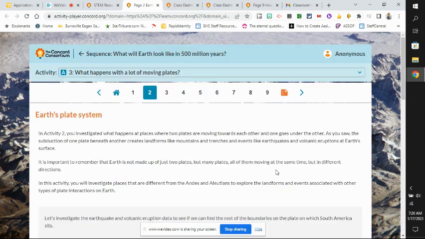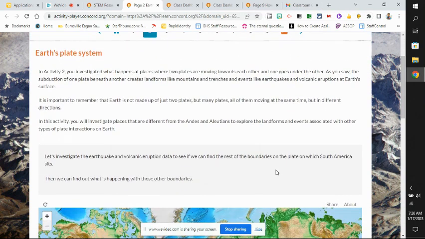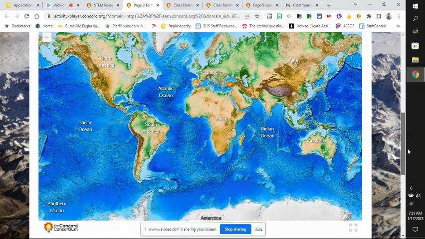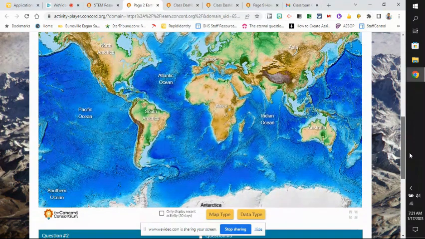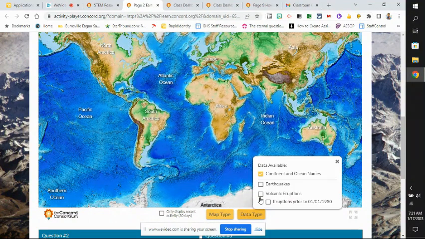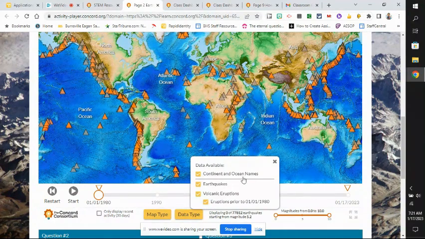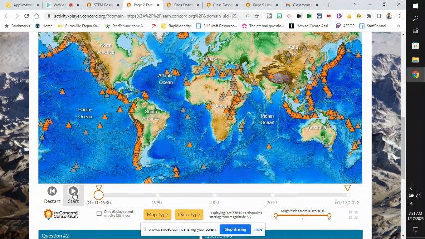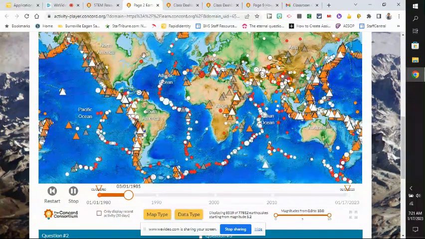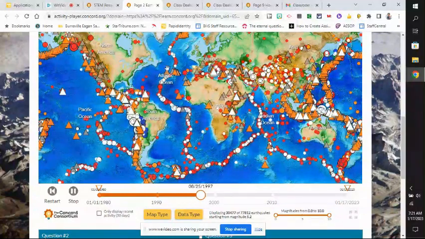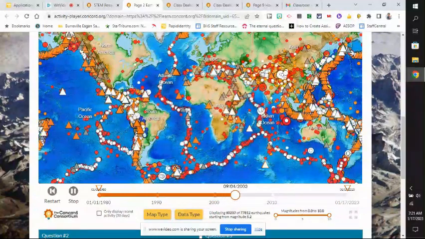Move on. Earth's plate system. What we're looking at here is that earthquakes and volcanoes tend to form at plate boundaries. Some volcanoes can form in the middle of plates. But if I click data type, click earthquakes, volcanic eruptions, and press play, start, you will see that a pattern occurs. This pattern outlines what we call the Earth's lithospheric plates.